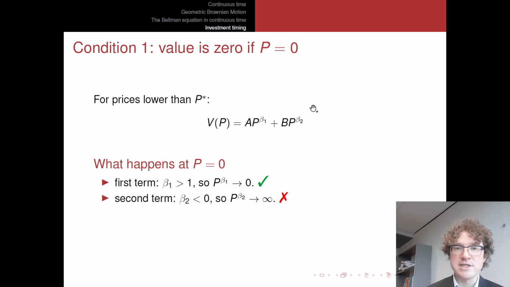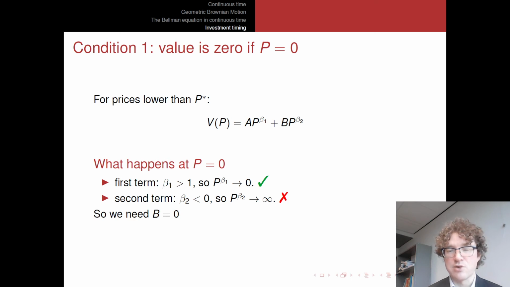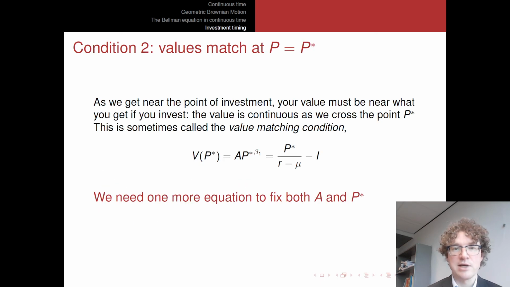So if we want value to go to 0 when p equals 0, this b constant we must choose equal to 0. That fixes b equals 0. A can be anything; that's fully consistent with option value going to 0 if price goes to 0, but b cannot take a non-zero value. So that gets us one of these constants, b equals 0. A can still take any value. Now we still have to figure out what a is, and what this threshold p star is. So still two things to be set.